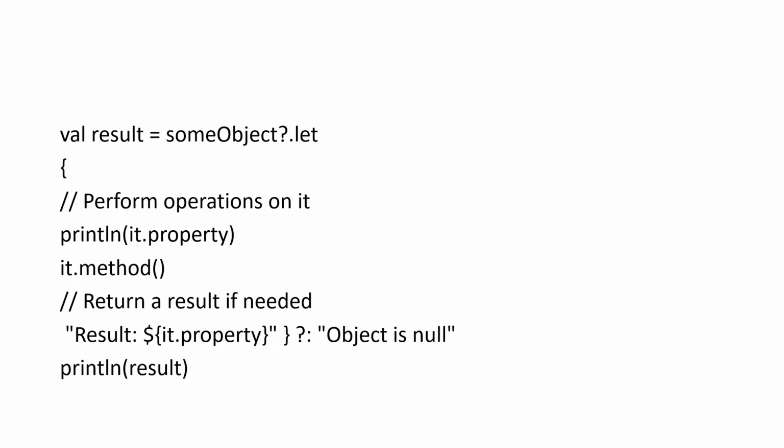Here is the syntax. We have created one variable, val result, and initialized it to someObject.let, perform operation on it. println(it.property), it.method, result returned if needed. result = it.property. If the object is null, println(result). Let's do one practical to understand it in detail.